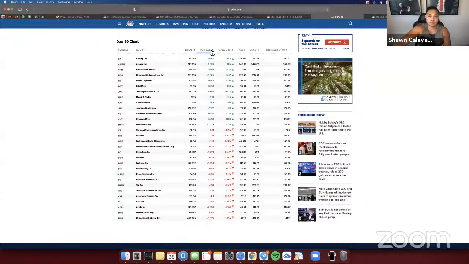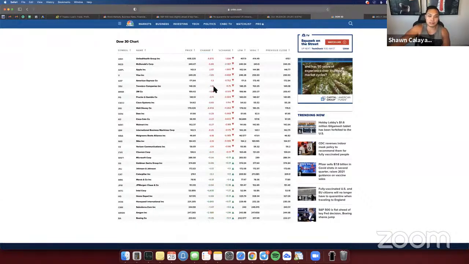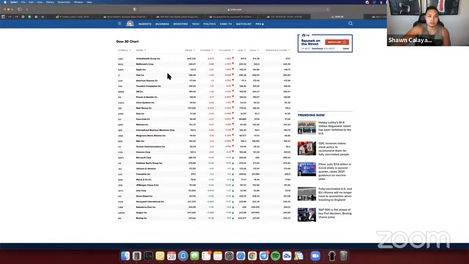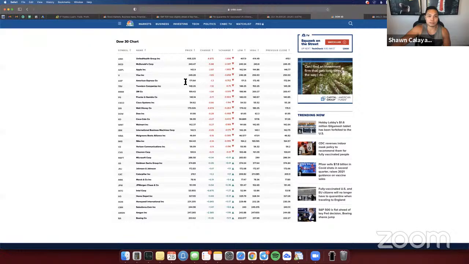Looking at the rest of the index over here, these are starting to outweigh it, right? United Health is now down 7 points. McDonald's is down 6 points. Apple's down about 3 points. Visa's down almost 2 points. Amex is down 1 point. So as you can see, these red stocks pretty much overpower Boeing. Boeing is only up 10 points. So these two stocks right here are enough to overpower Boeing. With that said, everything is now majority red.